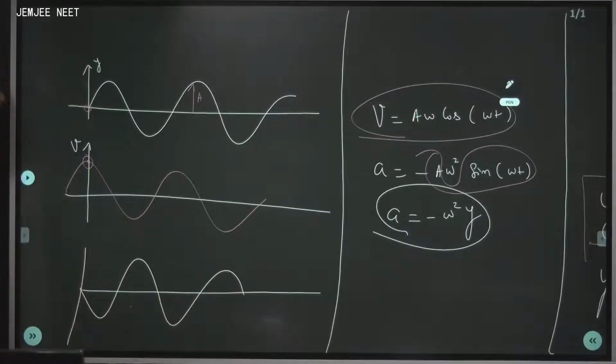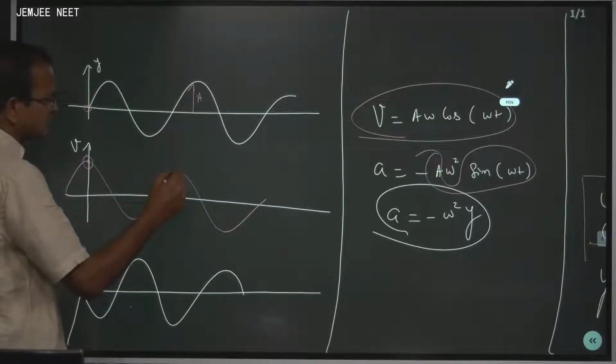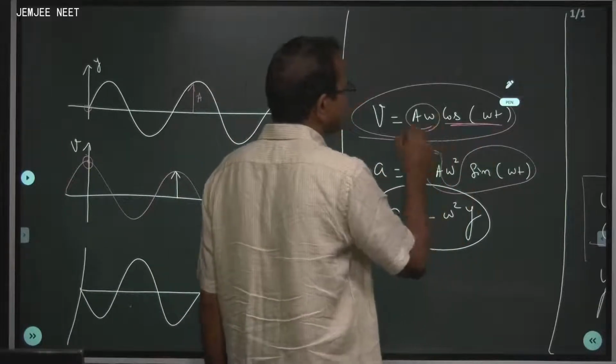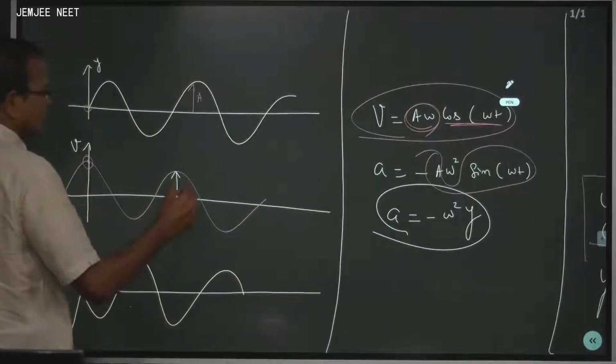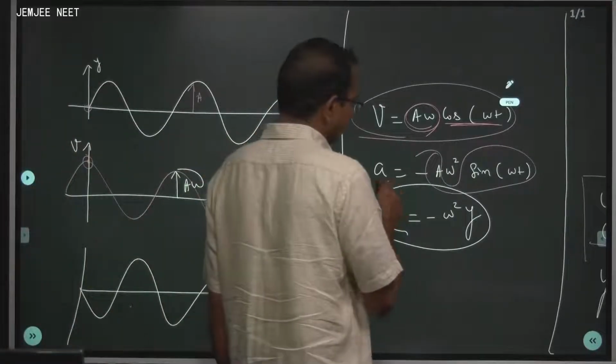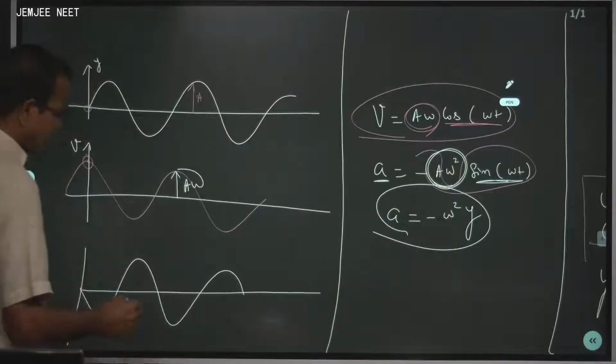Come on, Kanna. So this is a negative function. What is the amplitude of displacement? This is A. What is the amplitude of velocity? Look, this is a cos function. What's the amplitude? A omega. What is the amplitude of acceleration? Look at acceleration, sine. What's the amplitude? A omega square.